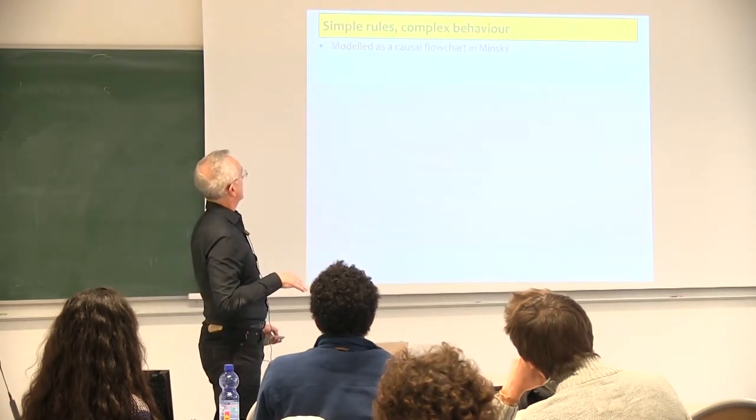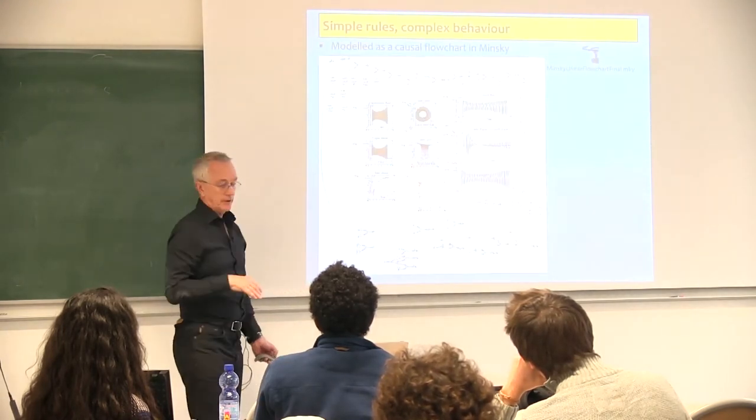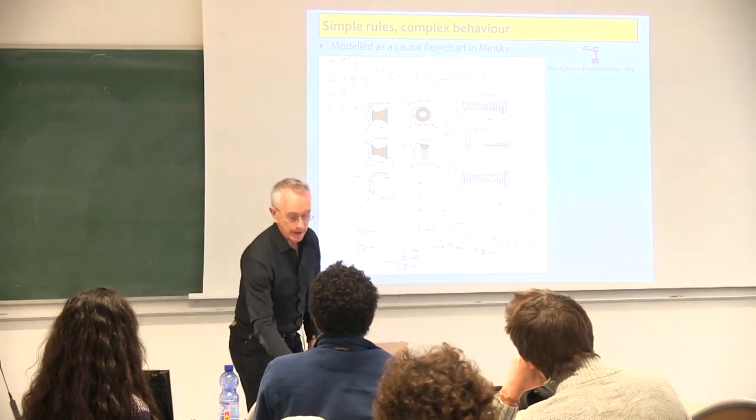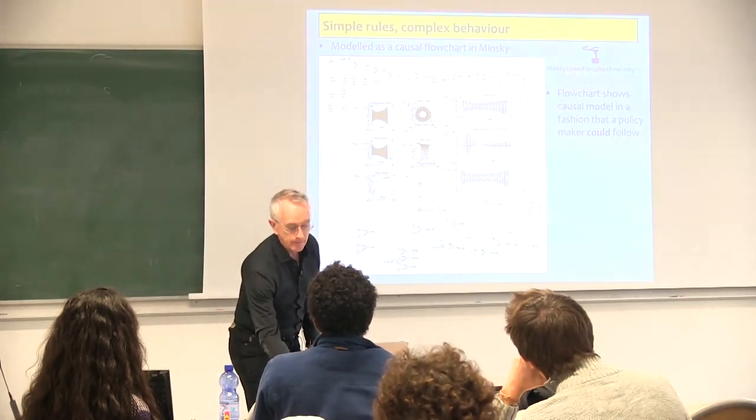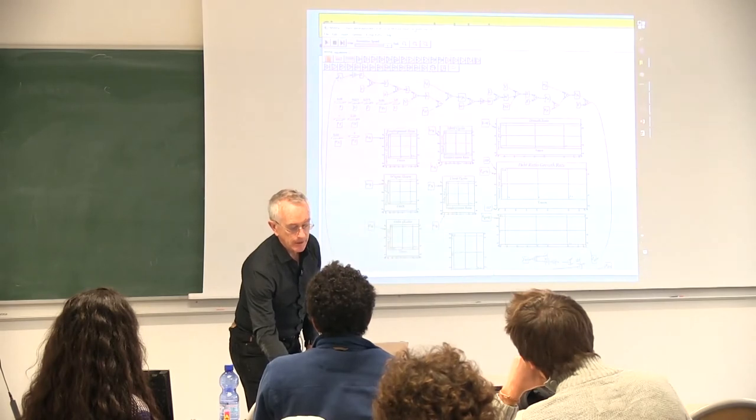So that's the model as I've shown you; there's another way of modeling it, that's a reduced form I've shown you a moment ago. But you can also do a causal flow chart. This is what I'm showing here. It's exactly the same model, but done as a causal flow chart.